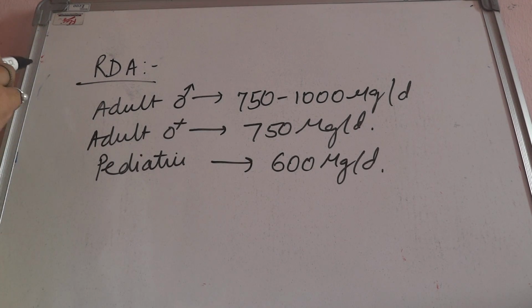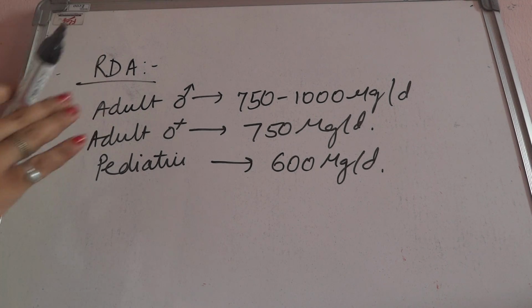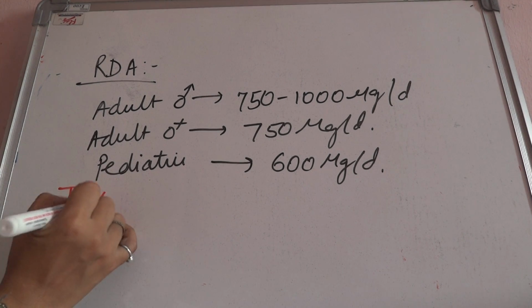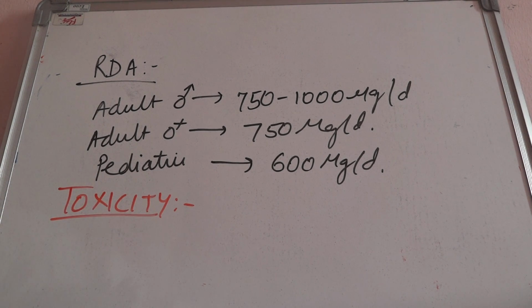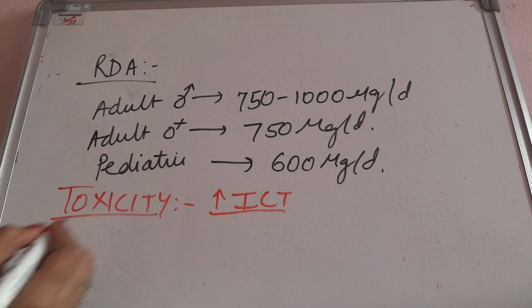Now we have discussed the source, the recommended dietary allowance, the biochemical function, the biochemistry. Now let's see the toxicity of vitamin A, because nowadays vitamin A has toxicity also because it is given for various skin related disorders. Sometimes it is taken as an over-the-counter medicine, and therefore there could be toxicity of vitamin A. The first is increased intracranial tension.